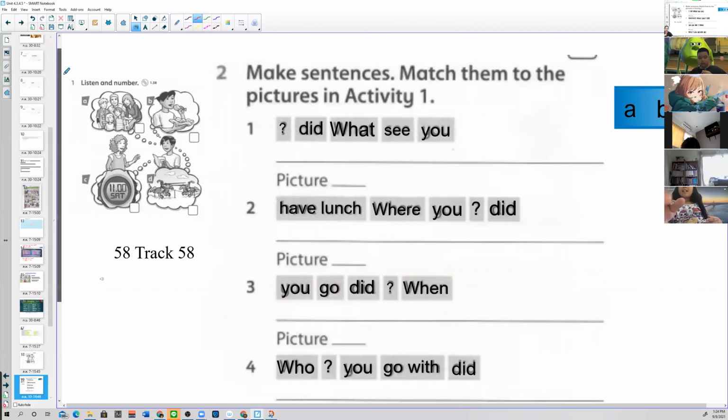Next one, please make a sentence out of the unscrambled words and match them with the picture in activity 1.